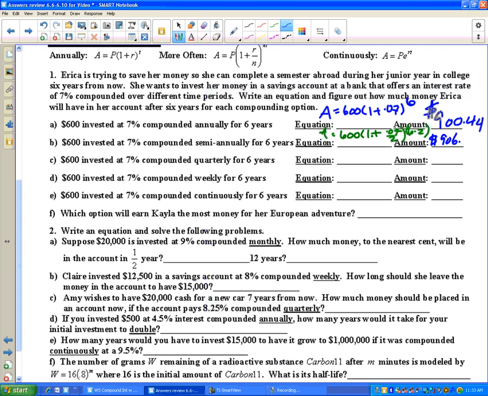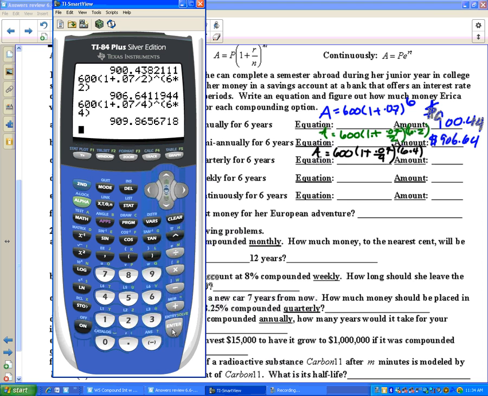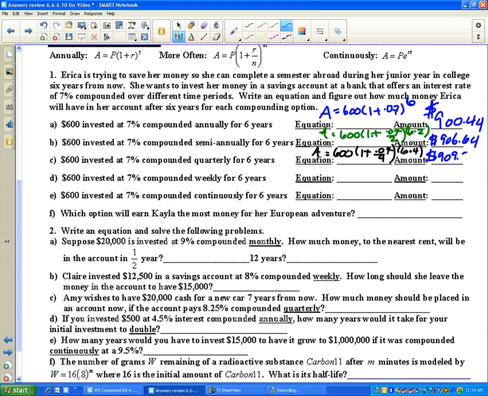Compounded quarterly, A is equal to my original amount times 1 plus 0.07 divided by 4, now to the 6 times 4. Again, pull up my calculator. I want to bring up what I had left, so I put second entry. But instead of a 2, I want to make this a 4. Divide by 4. And I want to make this a 4 as well. $909.87.